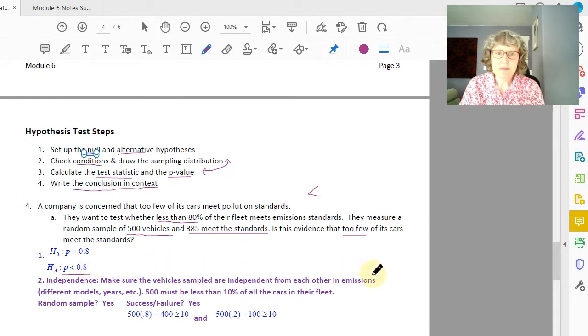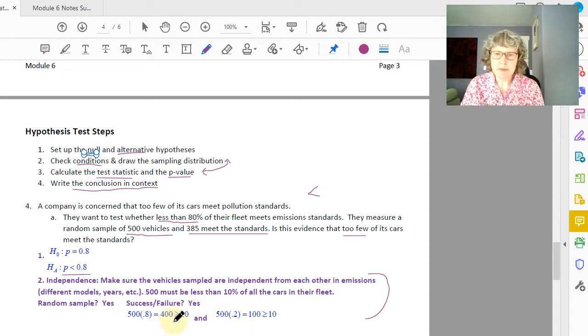Okay, so then our next step is to write the conditions. Remember our conditions are independence and 10%, randomization, and success failure. So independence, we want to make sure the vehicles sampled are independent from each other in emissions, different models, years, etc. Also 500, which is our sample size, must be less than 10% of all the cars in the fleet, in the population, in other words. Do we have a random sample? Yes, they did state that.